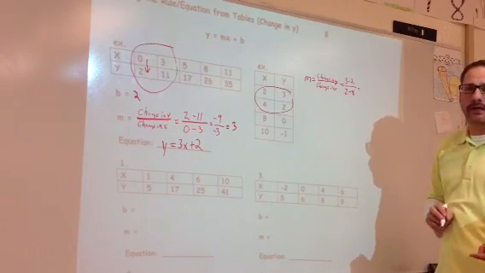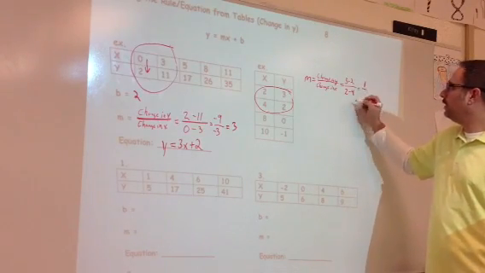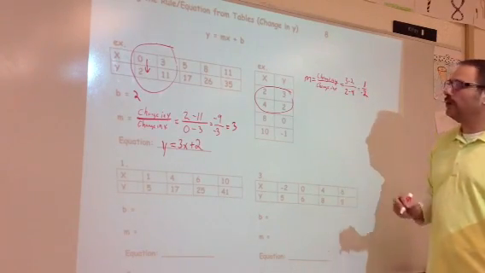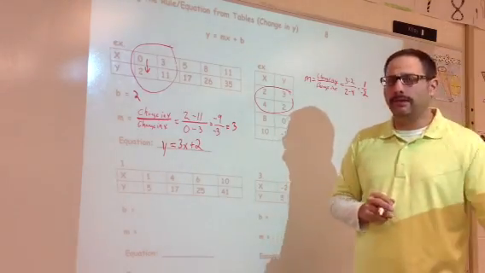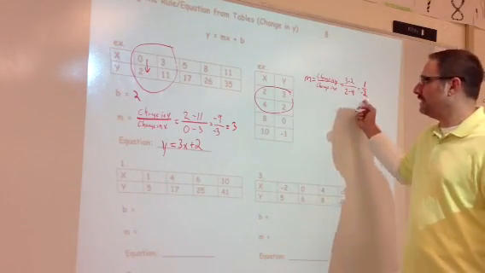So again, use a calculator. 3 minus 2 is 1. 2 minus 4 is negative 2. Therefore, my slope, or my m, is going to be a negative 1/2. So m is negative 1/2.